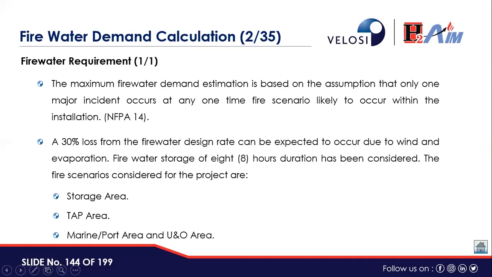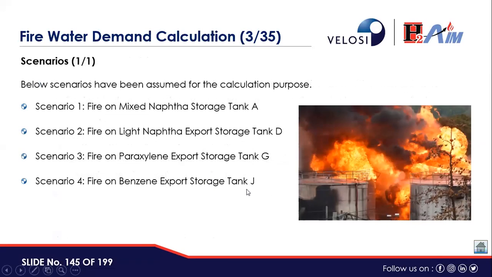The fire scenarios considered for the project are storage area, tap area, marine or port area, and utilities and offshore area as well. So there are different scenarios. In scenario 1, it is a fire on a mixed naphtha storage tank A. Scenario 2, fire on the light naphtha export storage tank B. Scenario 3 is fire on para-xylene export storage tank G, and scenario 4 is the fire on benzene export storage tank J.